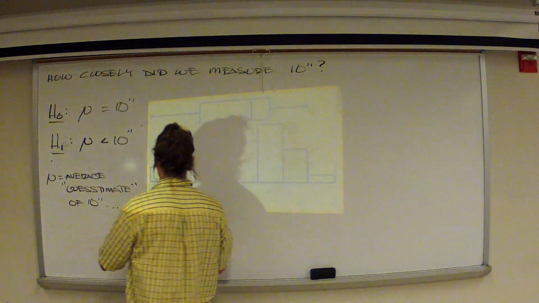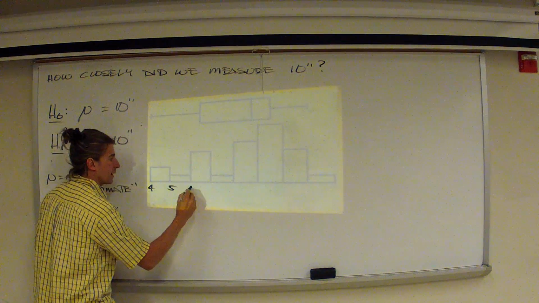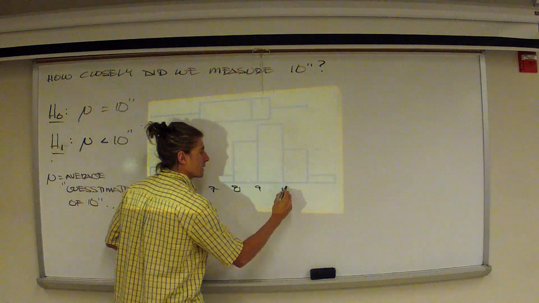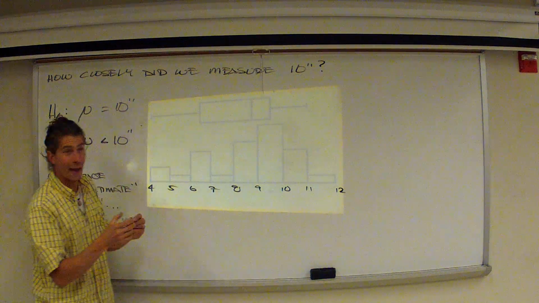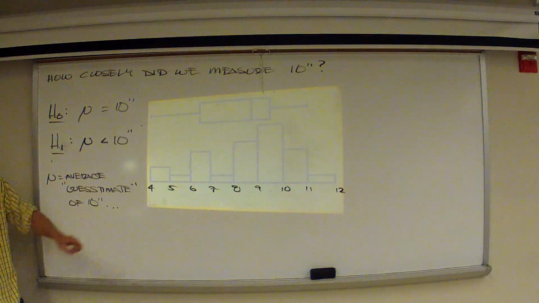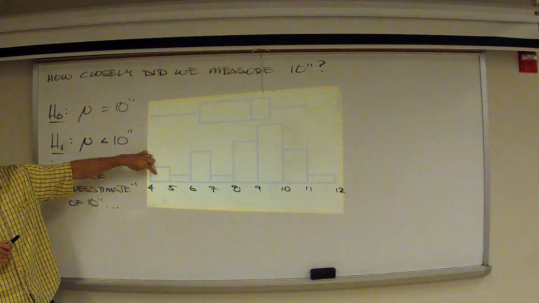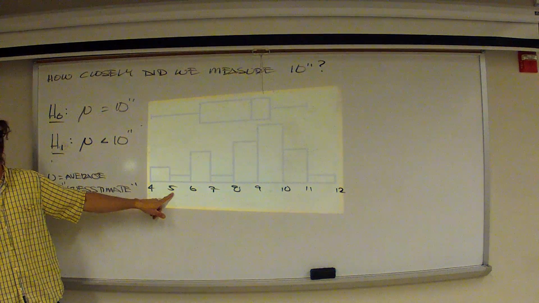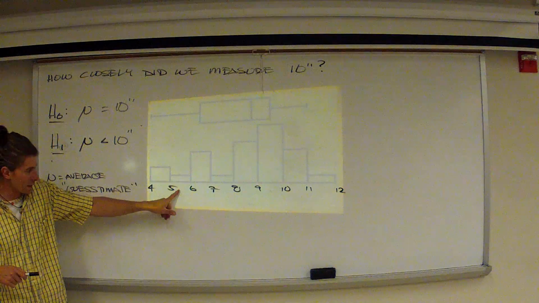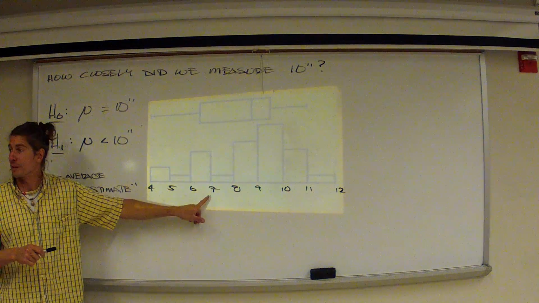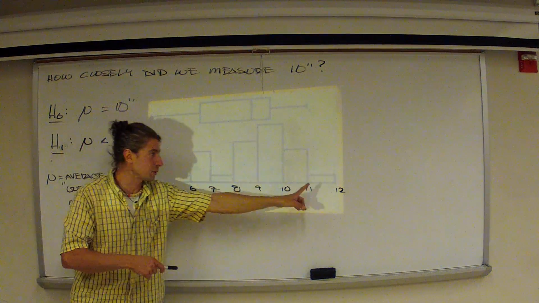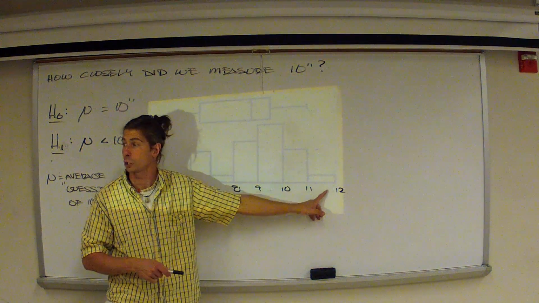So, let me just throw some numbers on here. That's a great question. 4, 5, 6, 7, 8, 9, 10, 11, and 12. This is why I had to change the window to 12. This bar right here is every measurement between 4 and 5, not including 5. Between 5 and 6, not including 6. Between 6 and 7, not including 7. So this one out here is between 11 and 12, not including 12.